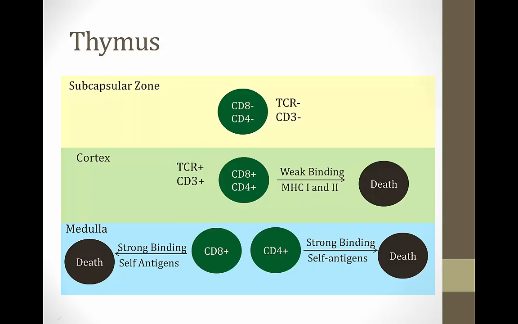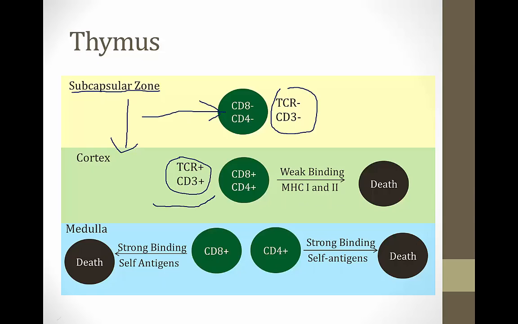T cells initially enter the subcapsular zone of the thymus, which is the outermost portion of the thymus. The T cells in this area are very immature. They do not express T cell receptors or CD3. They also do not express CD8 or CD4. The T cells then migrate down into the cortex. In the cortex, they begin to express T cell receptors and CD3. They also express both CD8 and CD4.